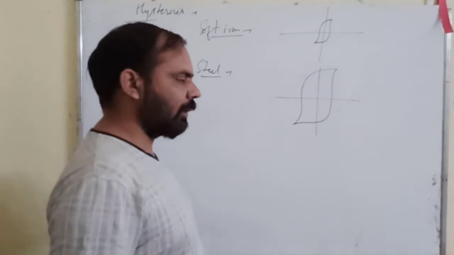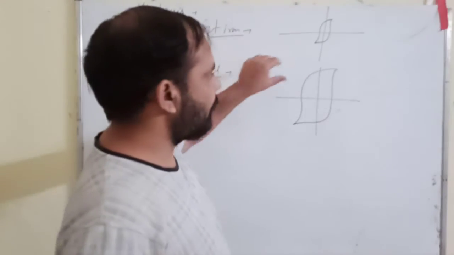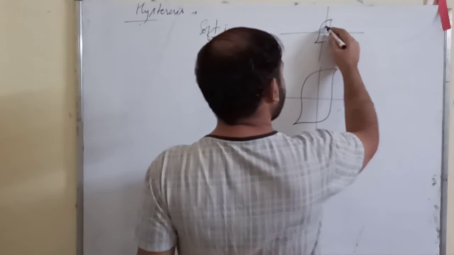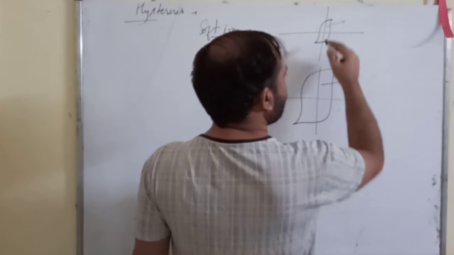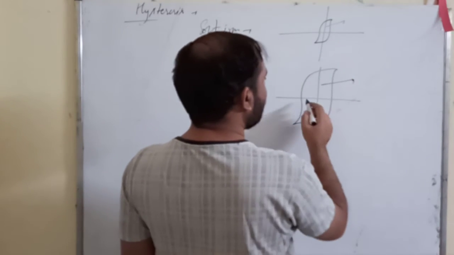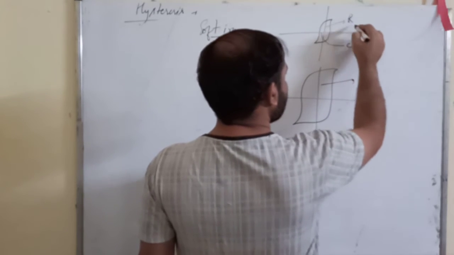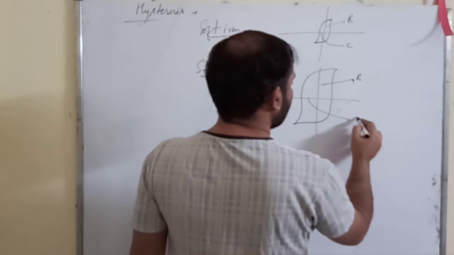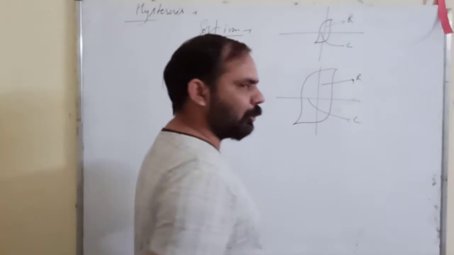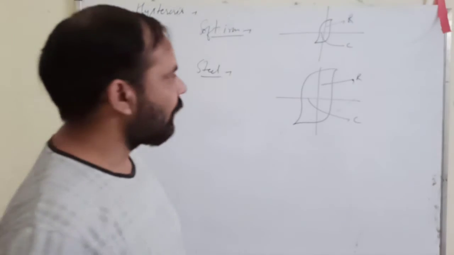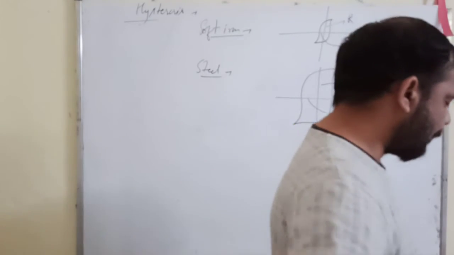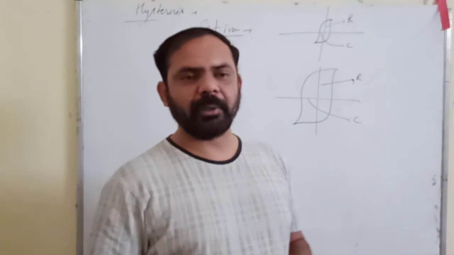Soft iron and steel, you can see that the retentivity is low, this length is smaller than this length. The coercivity is also low, this is coercivity, this is retentivity, and the area of the loop is also small. What does it mean? It means that soft iron has low retentivity.